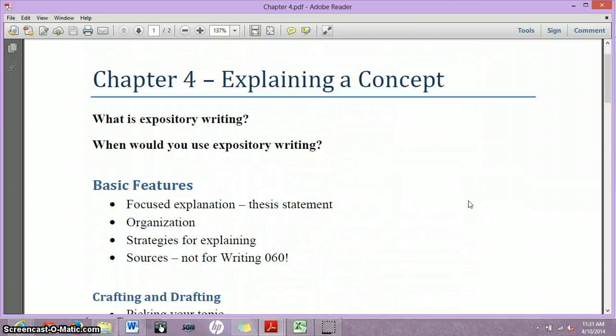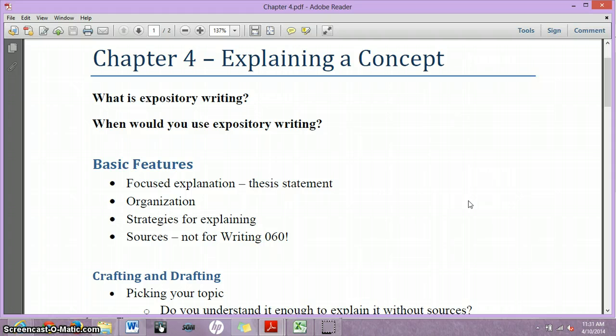This is pretty straightforward, but it's a little tricky. It's hard to stay objective and keep yourself out of your writing and to simply explain without arguing or evaluating. So it might be more challenging than you think. So be ready for that challenge, and just let me know what I can do to help.